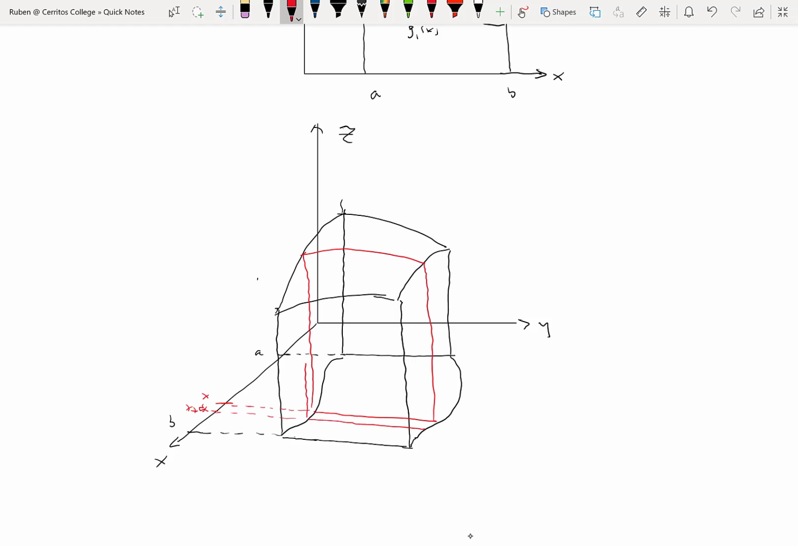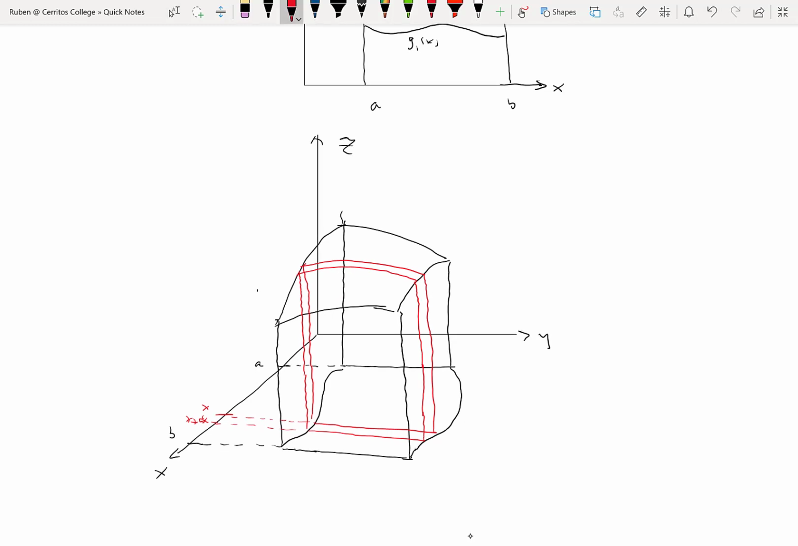Then we see a 3-dimensional slice of bread. Just before, the only difference is that the base of our loaf of bread is not a rectangle anymore. It's this wavy base, this wavy rectangle, if you will. And just as before, we find the area of the slice, and this is where things get a little different.